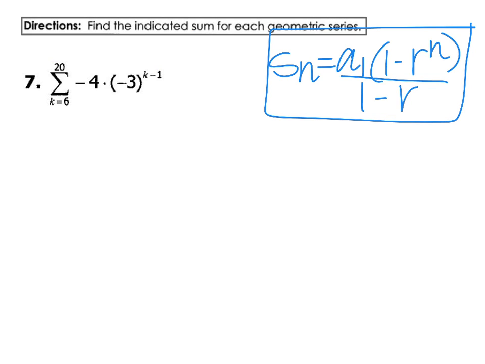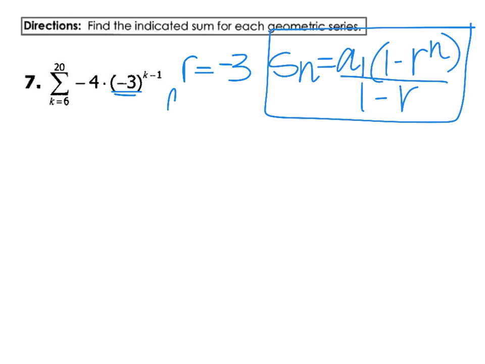All right, number 7 is written in summation notation. Looks a little bit weird. Don't panic. We'll go through it together. The first thing that we can identify, the number that's attached to the k minus 1, is always our common ratio. So -3 is our r.